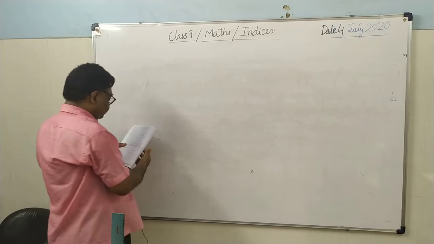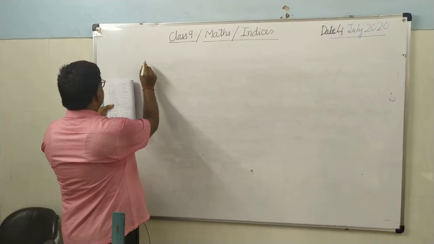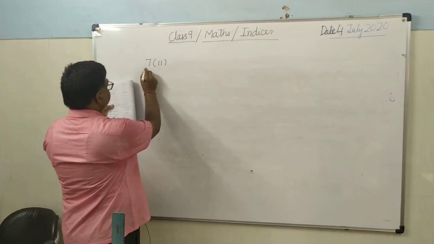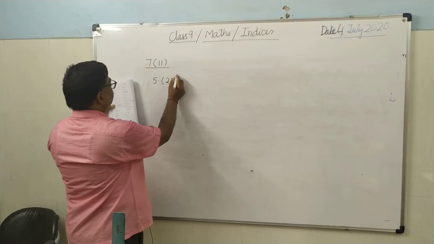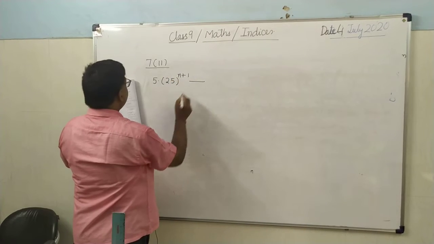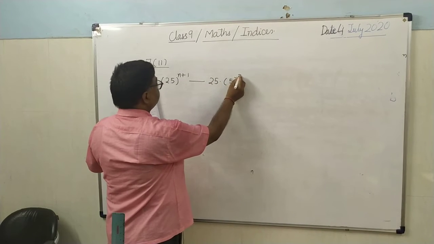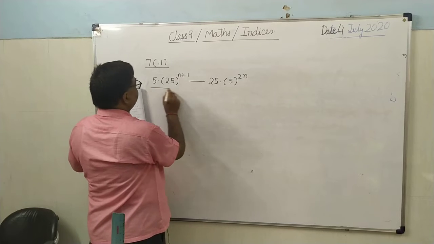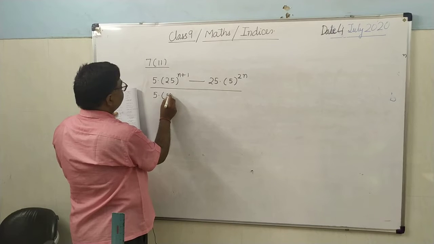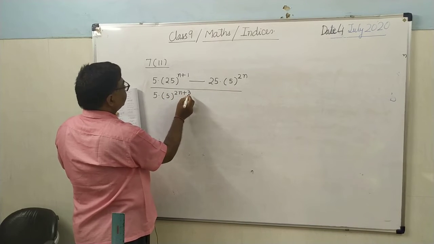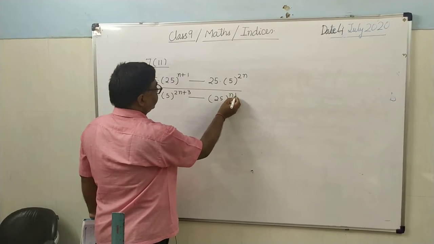Now I am taking this question, which is slightly bigger. Question number 7, second part: 5 into 25 whole to the power n plus 1, plus 25 into 5 to the power 2n, divided by 5 into 5 to the power 2n plus 3, minus 25 whole to the power n plus 1.